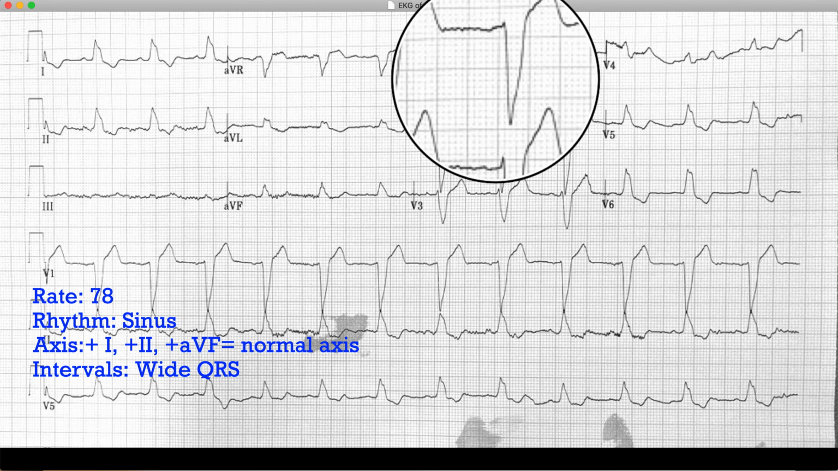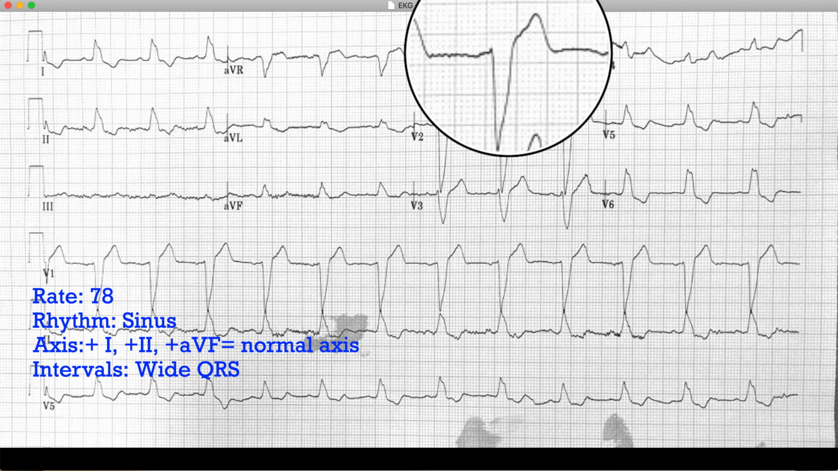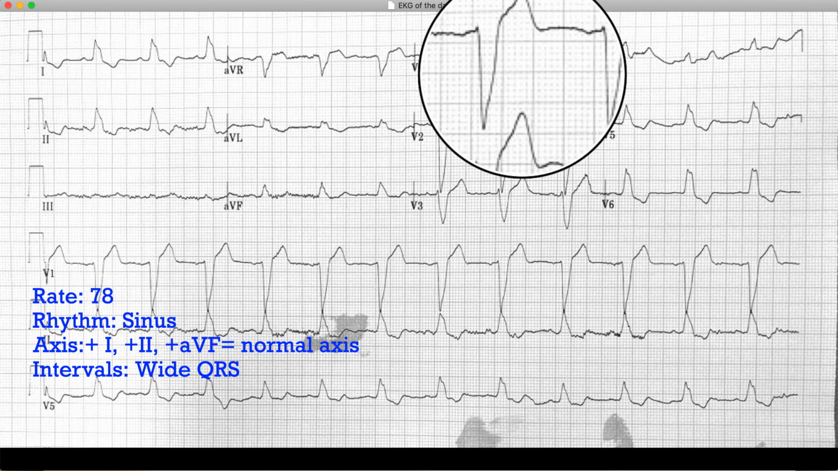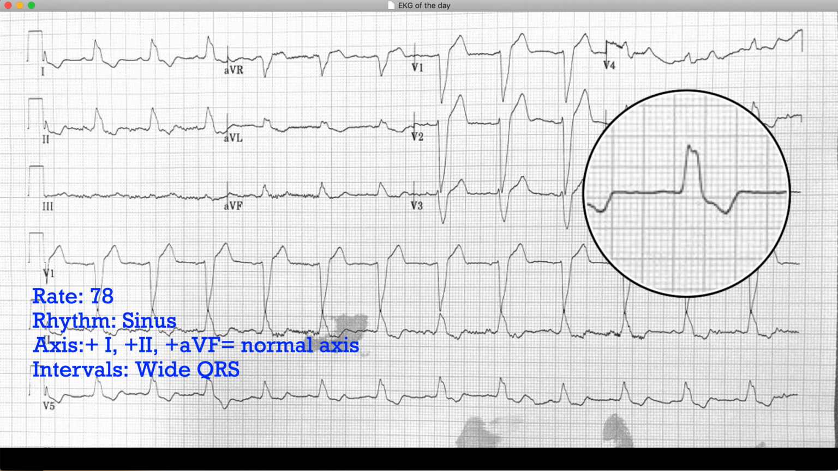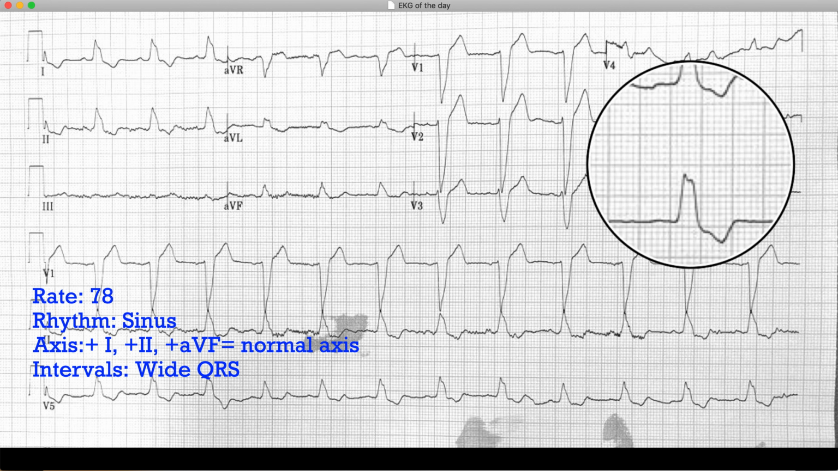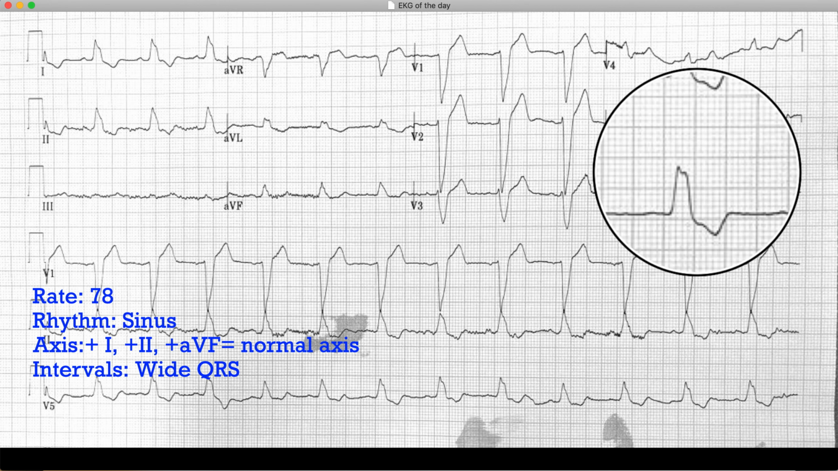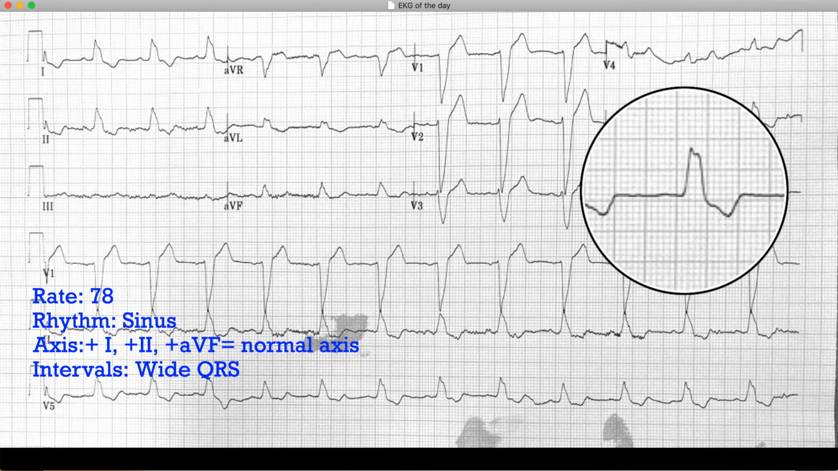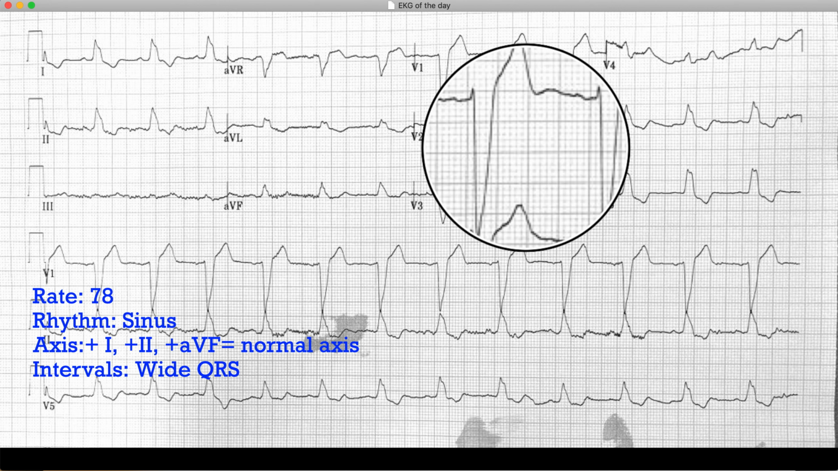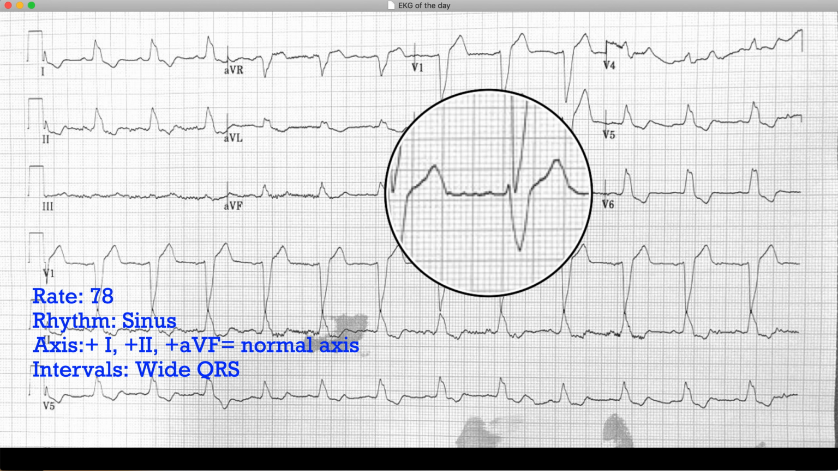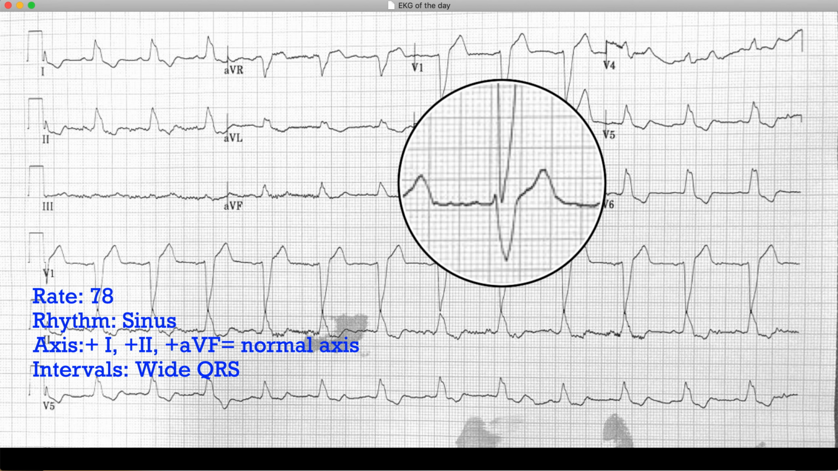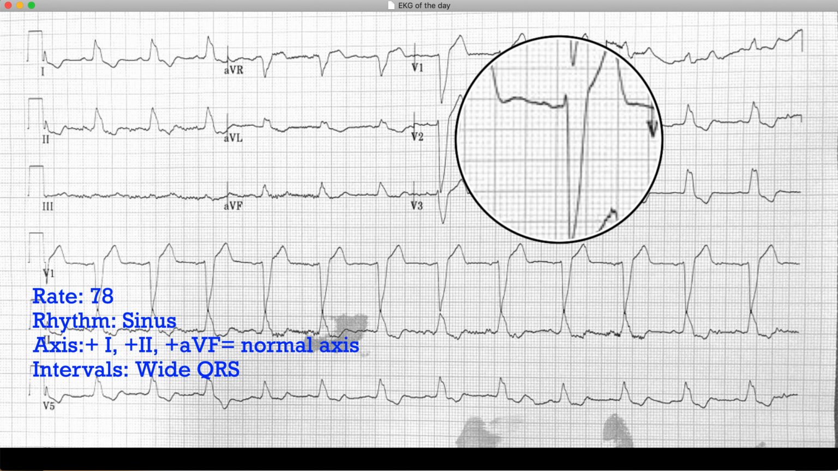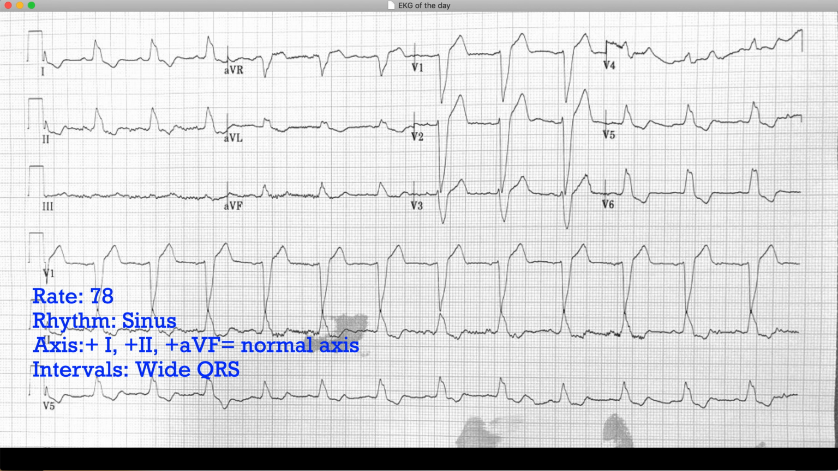In V1, we see a big, fat, negative complex, and it's kind of slurry on this side. It's not real crisp. When we look at V6, we see a positive deflection and then a little notch, like a little M. Again, it's big, fat, and the second half of it is slurred into the T wave and then comes out there. You see these big negative deflections through the septal leads. That's all just the characteristic of a left bundle branch block.